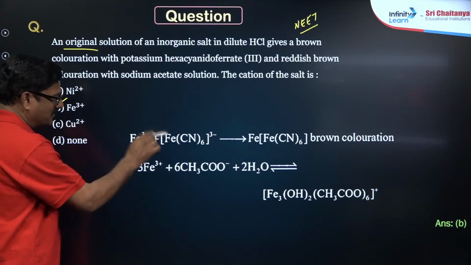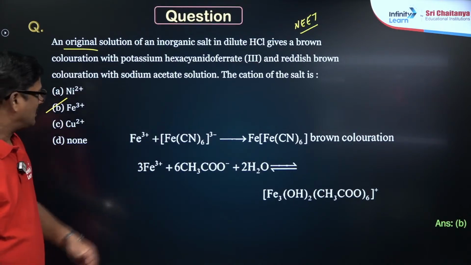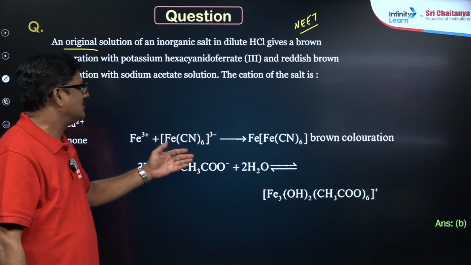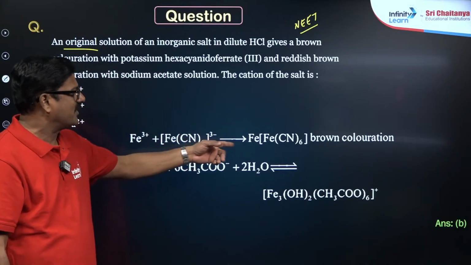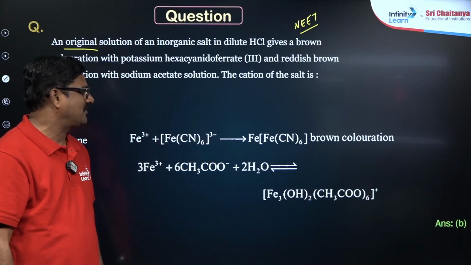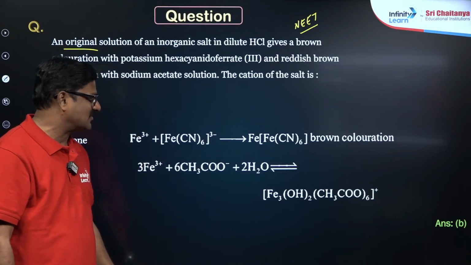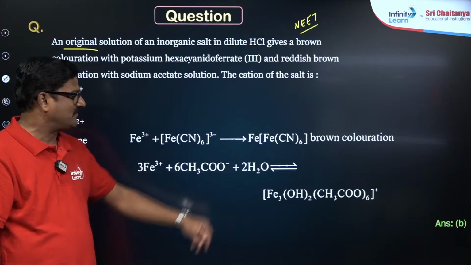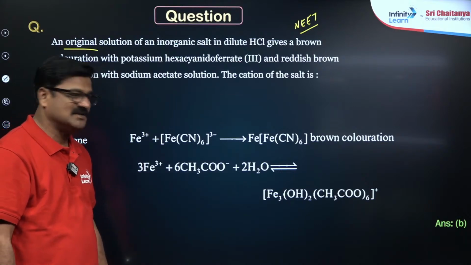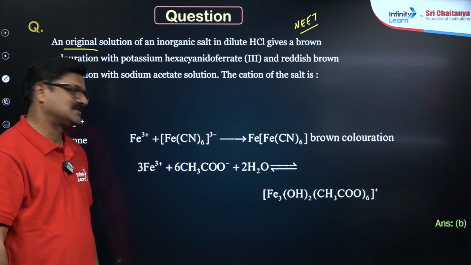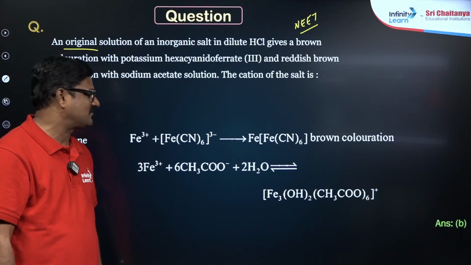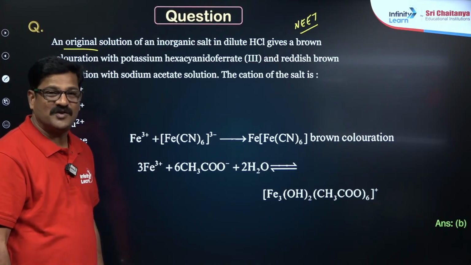Why? Because Fe3 plus reacts with ferricyanide and gives rise to a brown coloration, Fe[Fe(CN)6], and when this is treated with acetic acid it is going to give a coloration, Fe3(OH)2 and CH3COO. Okay, so that is the answer, Fe3 plus.